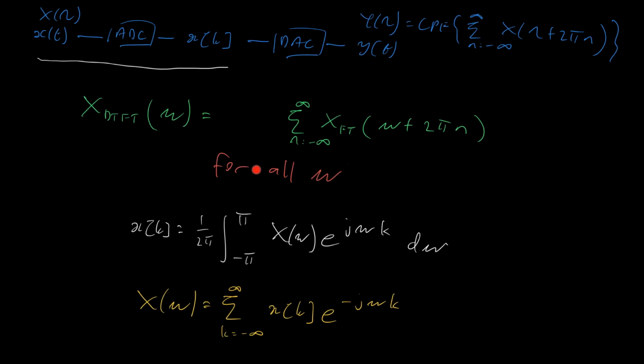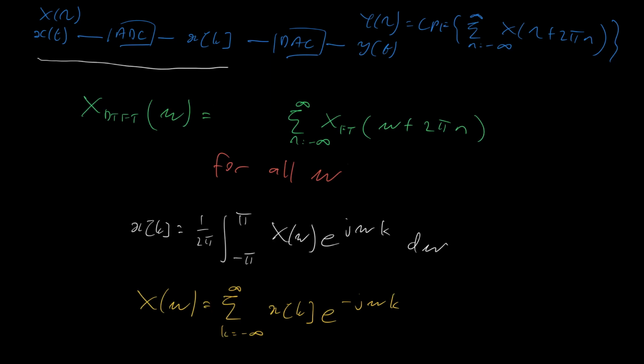As soon as we want it to be true for all omega, which normally we do, that's what the rest of the world does, then this is the correct answer here. However, remember that we only care about the values between minus pi to pi, so this looks more confusing than it really is. The simple explanation is that when x of t is band limited, then the discrete-time Fourier transform is equal to the Fourier transform.